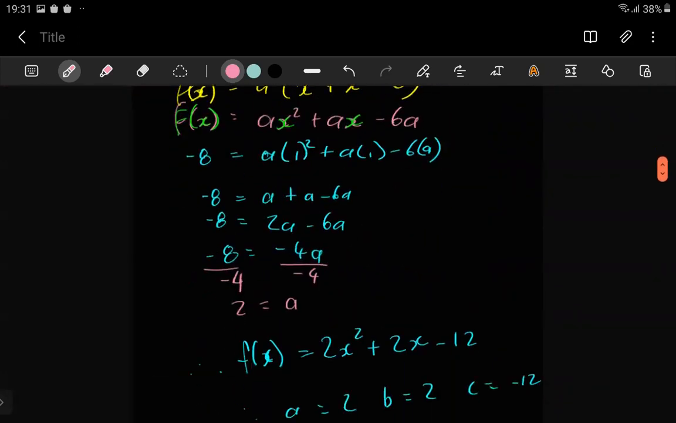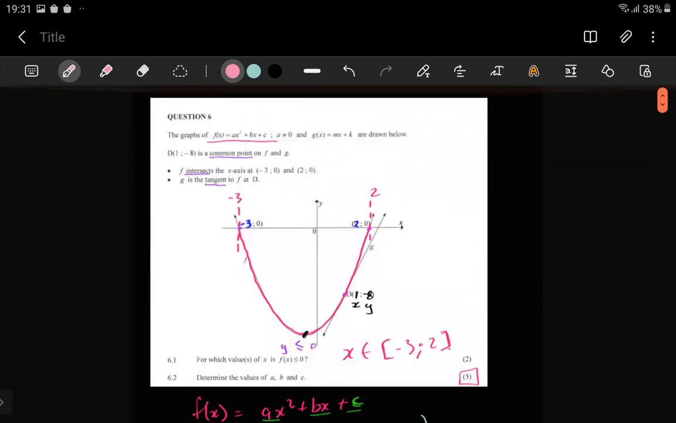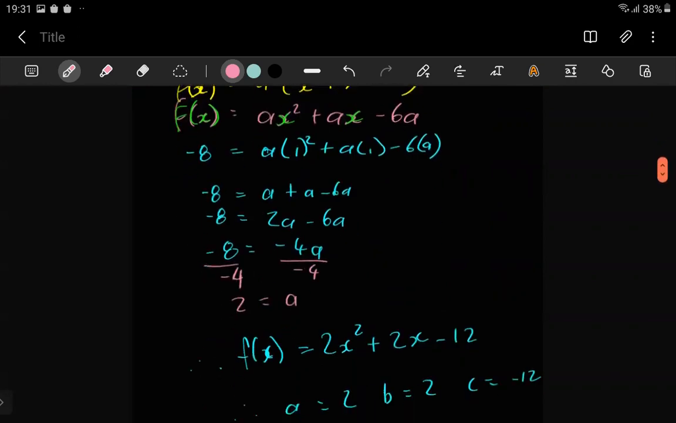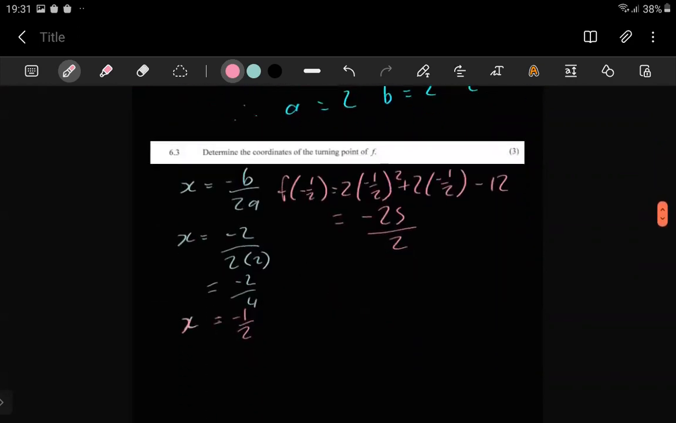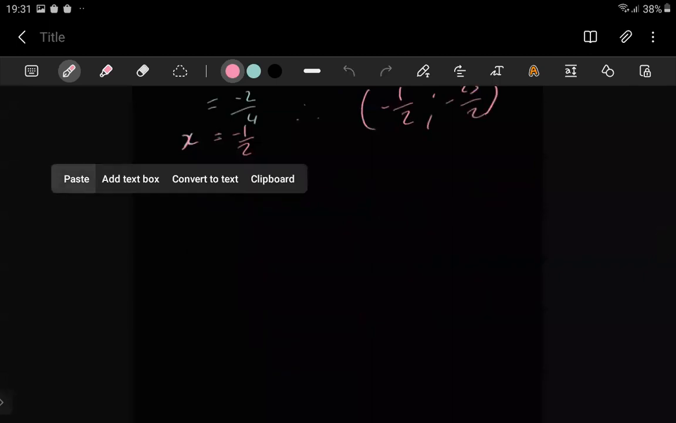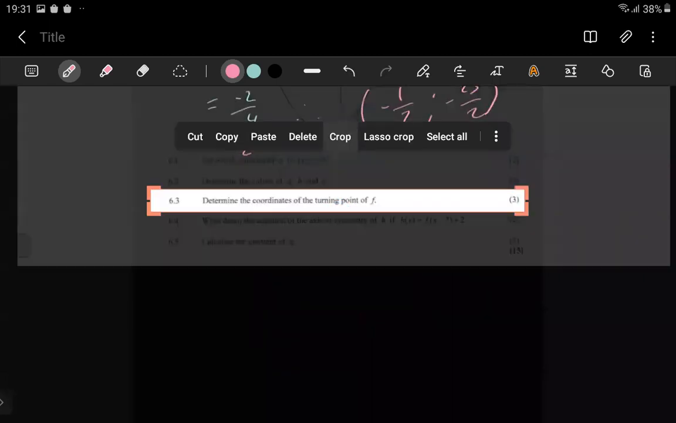And this is telling us our y-intercept is negative 12. So if this is negative 12, somewhere here is below negative 12, which is negative 12 and a half. So yeah, this is accurate. So your turning point, you can say, therefore, is (-1/2; -25/2). They're going to give you the 3 marks, and you're going to go home with a smile, because why not, right?